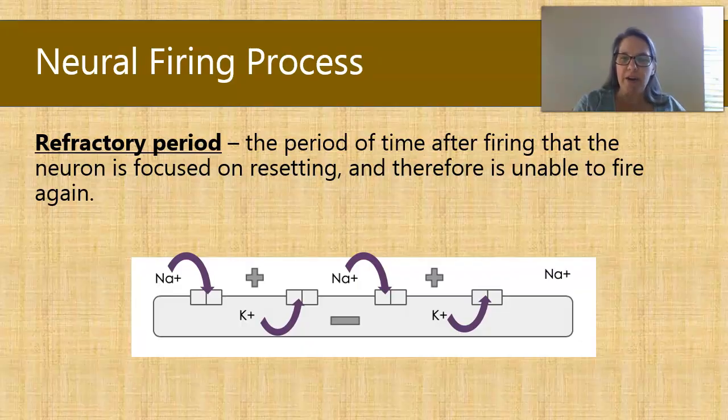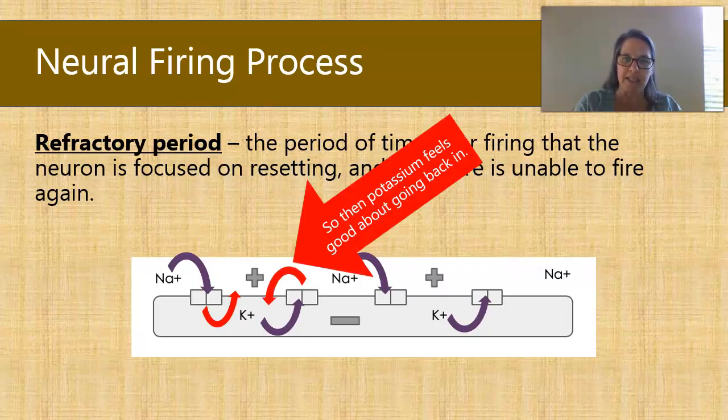Then there's a short period of time after that axon fires that the neuron is just focused on resetting, going back to homeostasis. Remember, that's how we want to be. So it doesn't fire, okay? It's just kind of stuck in a resting, resetting kind of period.